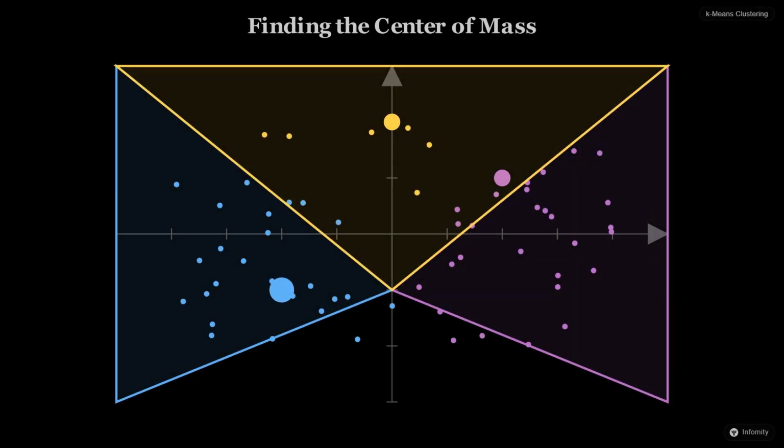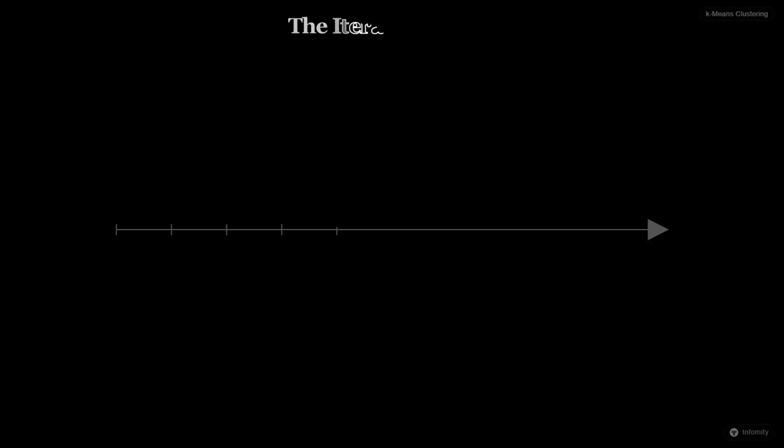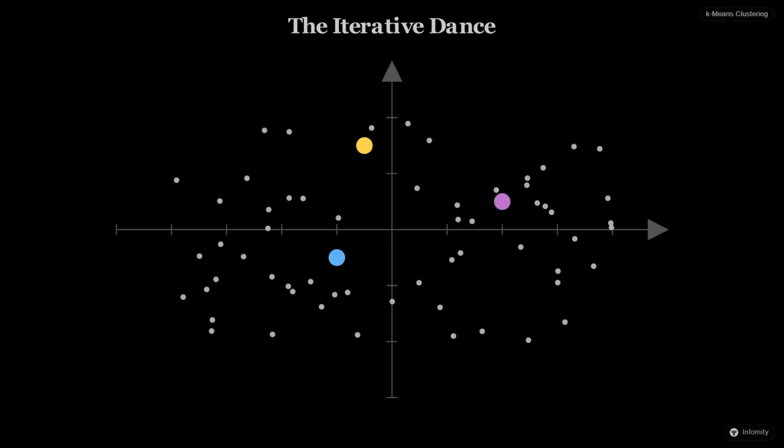Now, the magnets must move. We look at all the filings assigned to the blue magnet and calculate their average position or their center of mass. We then slide the magnet to this new central location. Think of it as the magnet adjusting itself to be in the heart of its new family. By moving to the center, the magnet better represents the collective position of all its assigned points. This process is a dance that repeats.